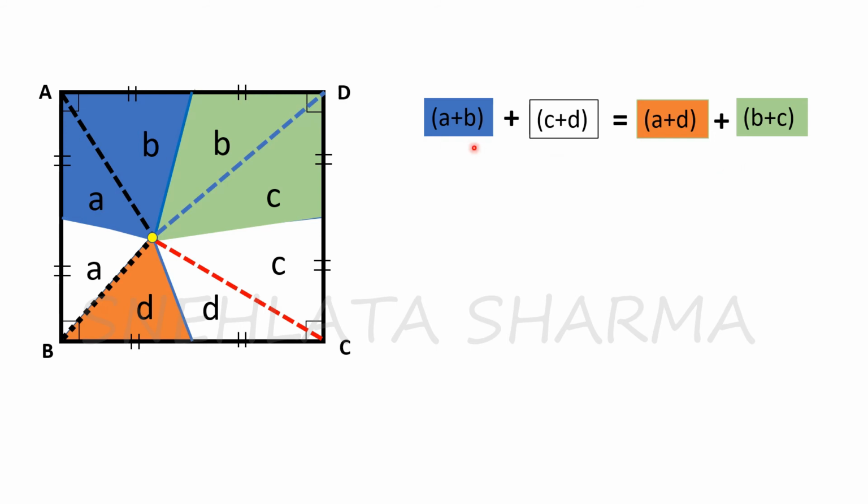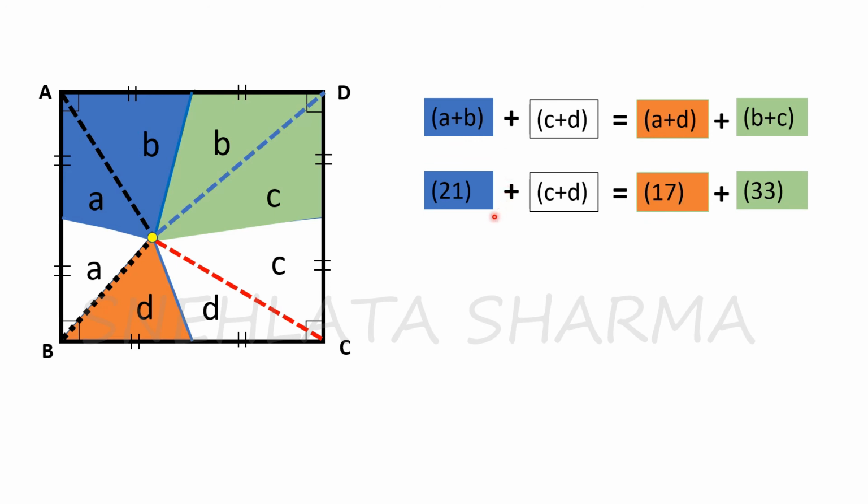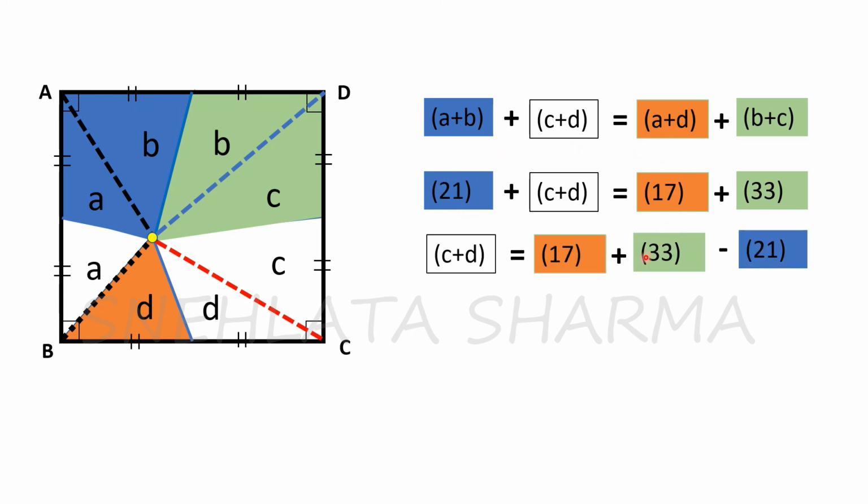Now let's put all these values in the equation. For A plus B we have 21, for A plus D we have 17 and for B plus C we have 33. Now we will solve this equation for C plus D. We will transpose this 21 to the right hand side. So C plus D equals 17 plus 33 minus 21. This gives C plus D is equal to 29 cm square.